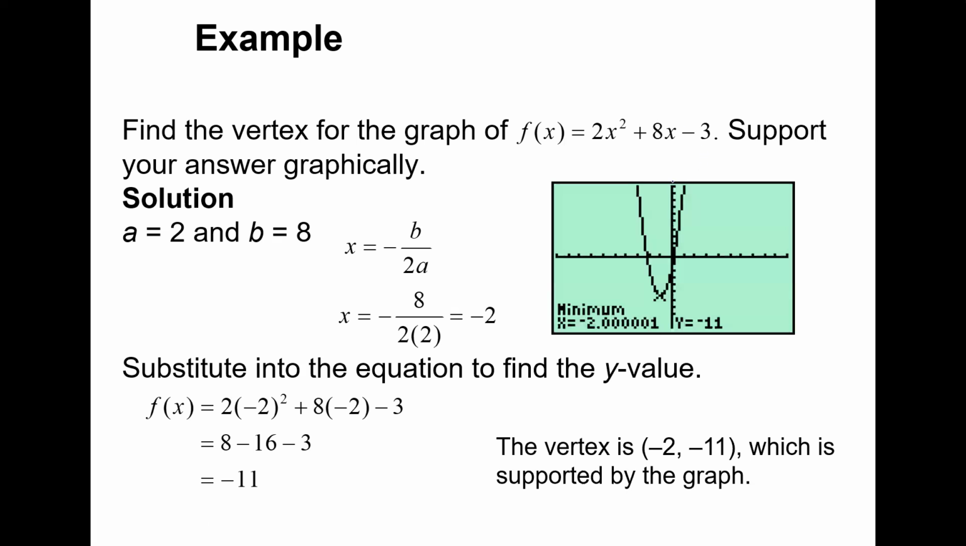And here they did a simple check: they just plotted a graph on the calculator and found the minimum. And the minimum was at negative 2, negative 11. Okay, so sometimes you can do it that way. Most of the time, we're going to have you graph it by hand. And so then we can find the vertex that way.